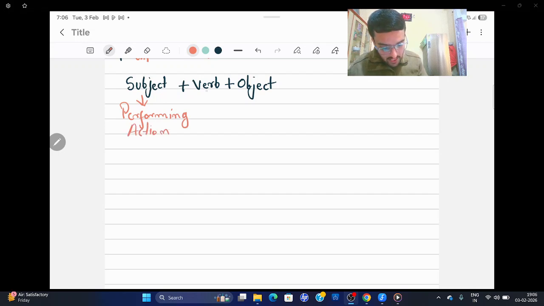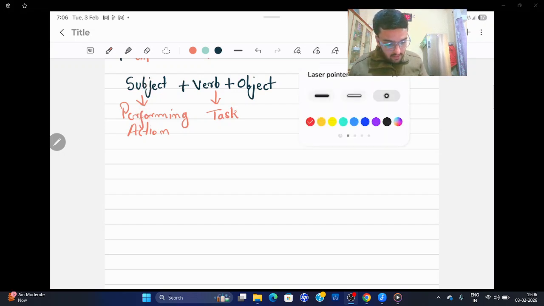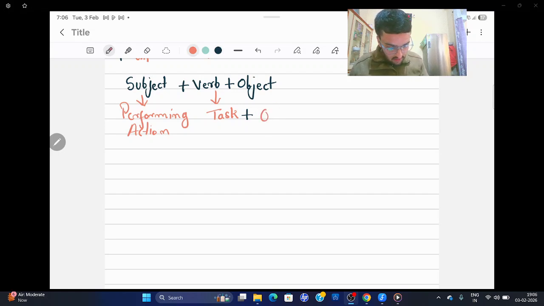All right. Then we have the verb. Verb means a kind of task, a task which is performed by the subject and followed by the rest of the sentence, that is the object. And this is the object. The object refers to any kind of place, person, or any kind of thing that we are talking about in our sentence.